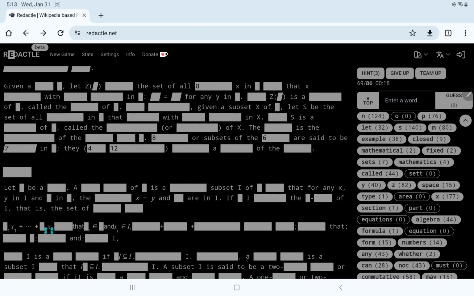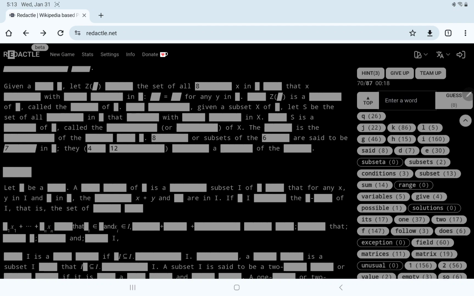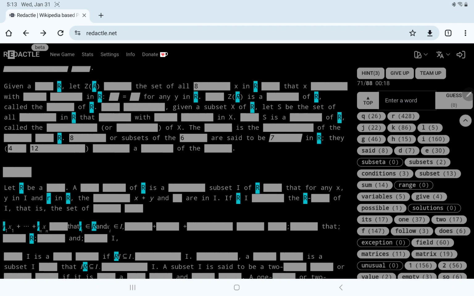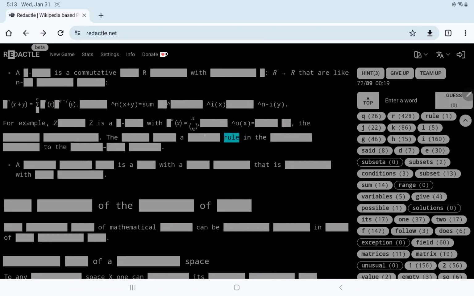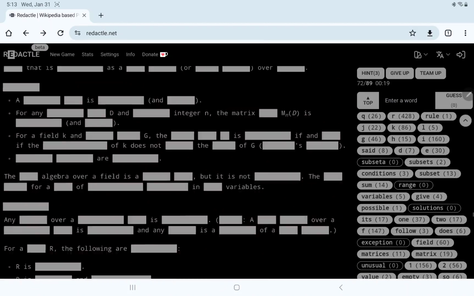Oh, I did N and P. Let's try Q, R. Ooh. Let R be a... Could that be our mystery word, that it starts with an R? Let's try rule. There's only one golden rule.